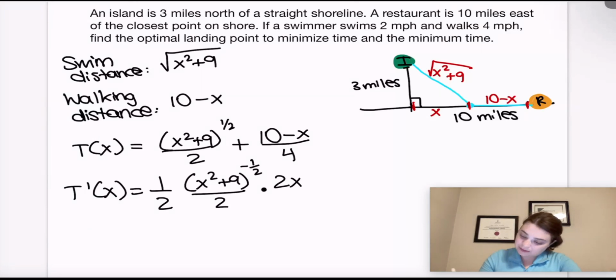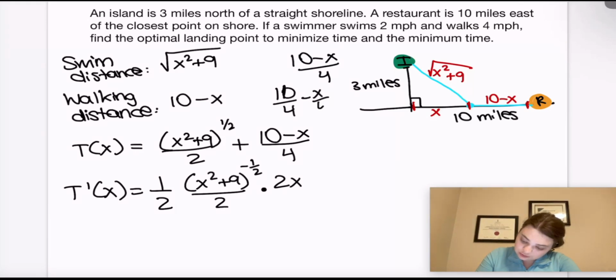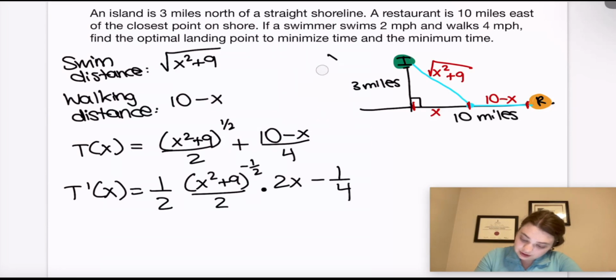Then what about this next part? Recall that 10 minus x over 4 is the same as 10 over 4 minus x over 4. And the derivative of a constant like 10 over 4 would just be 0. The derivative of negative x over 4, or in other words, negative 1/4 times x, would just be negative 1/4. So I'm going to subtract 1/4. And now we found our derivative.